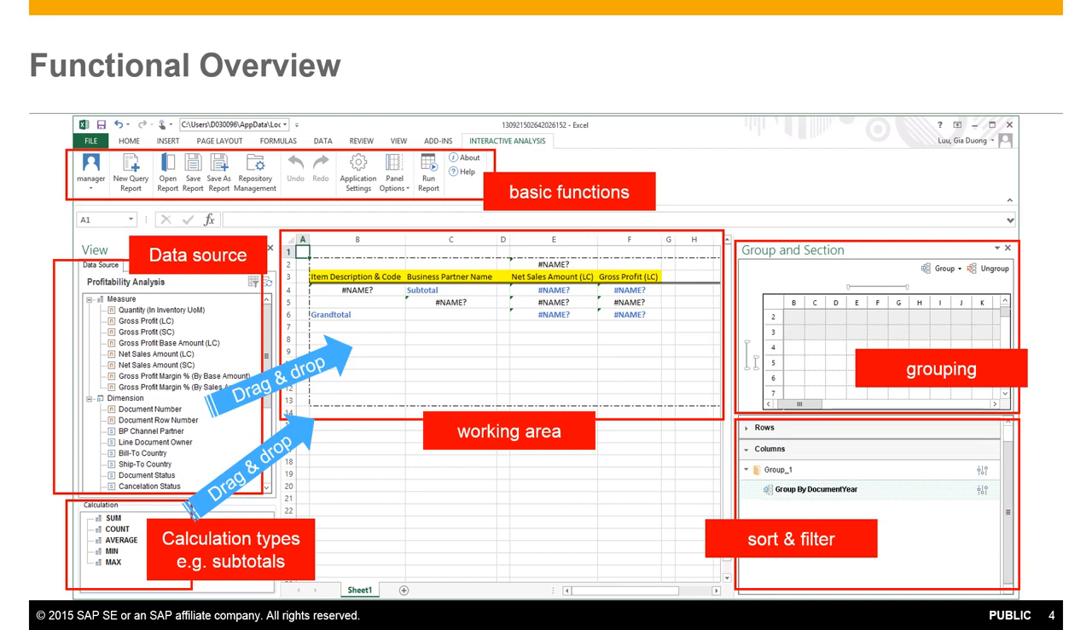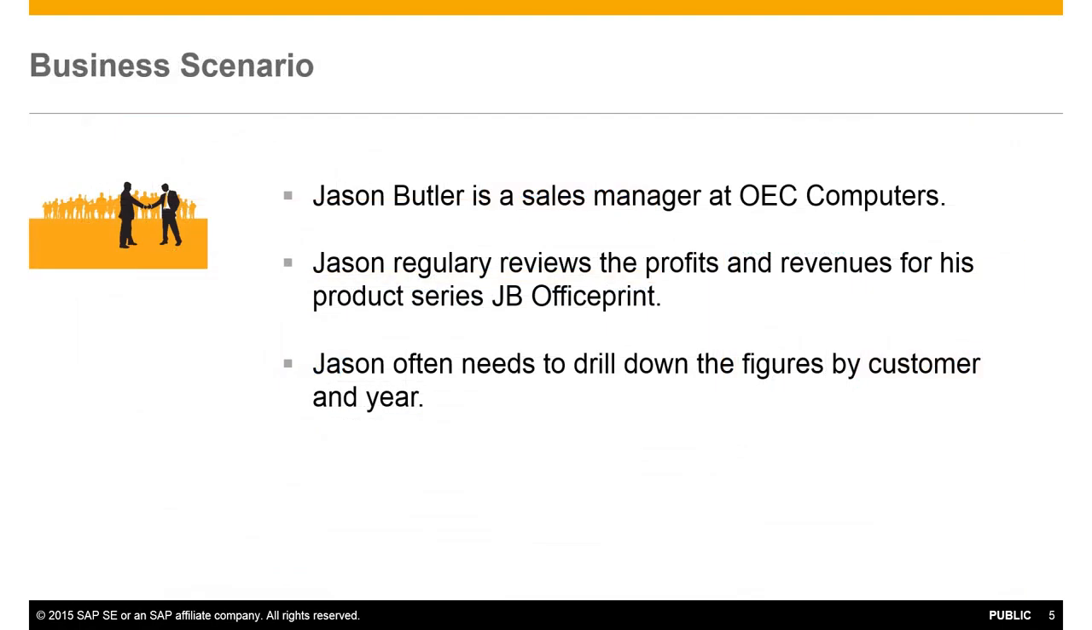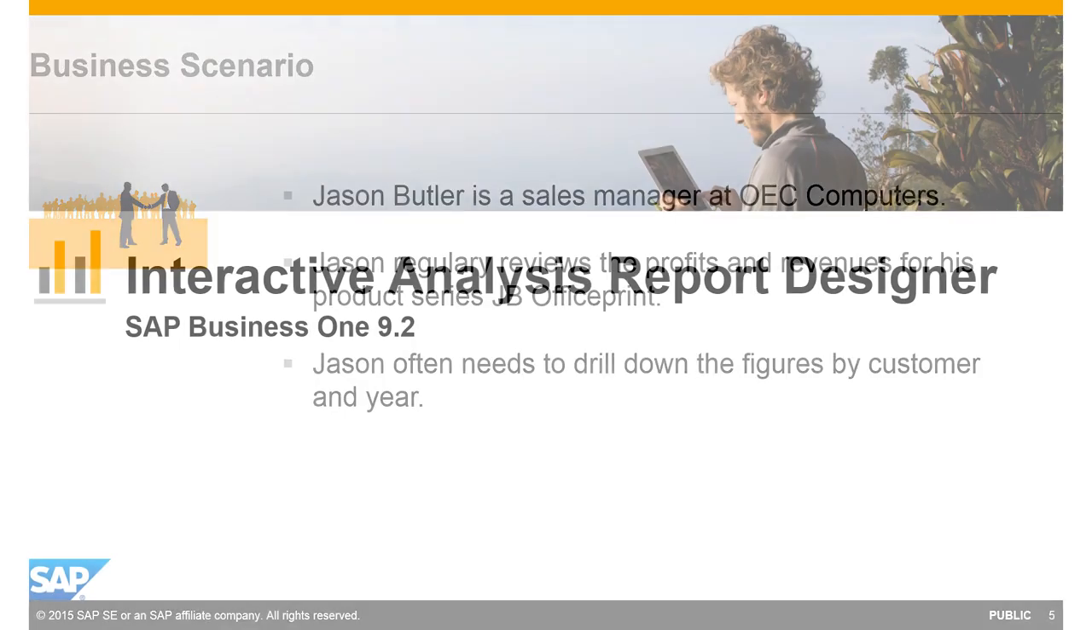So let's review a business scenario where you would leverage this type of reporting functionality. Jason Butler is a sales manager at OEC Computers, and Jason regularly reviews the profits and revenues for his product series, JB Office Print, that he manages at OEC Computers. Jason often needs to drill down to the figures by customer and by year. So how would we create a report to meet Jason's reporting requirements for OEC Computers?